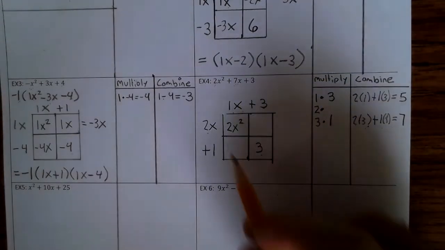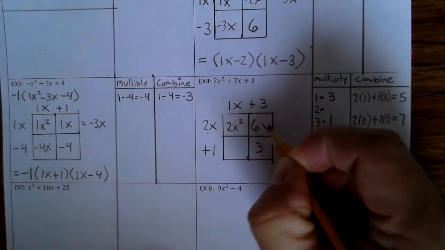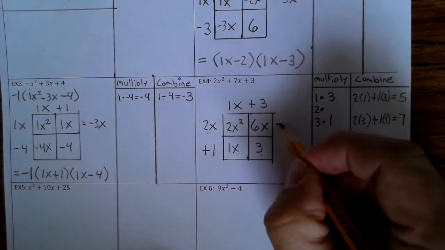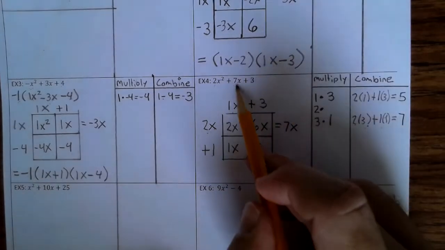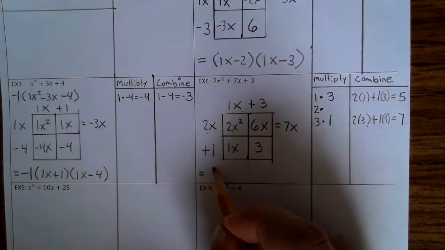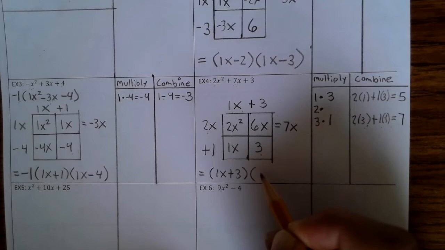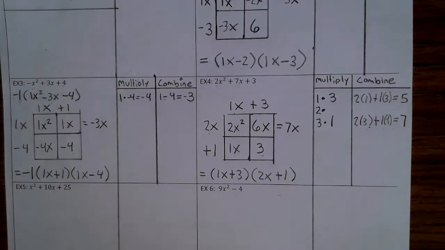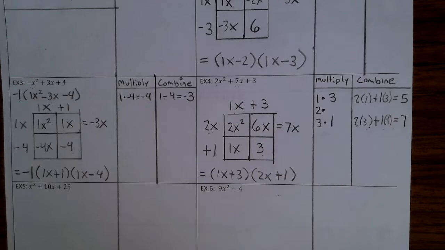Okay? So 2x times 3 is 6x. 1 times 1 is 1x. 1x plus 6x combines to be 7x. So that works. So our factors are 1x plus 3 times 2x plus 1. Okay, go ahead and finish up example 4.